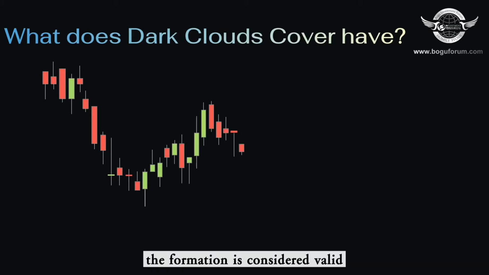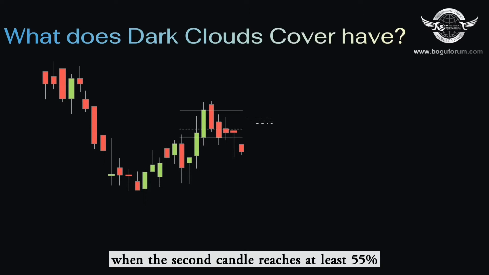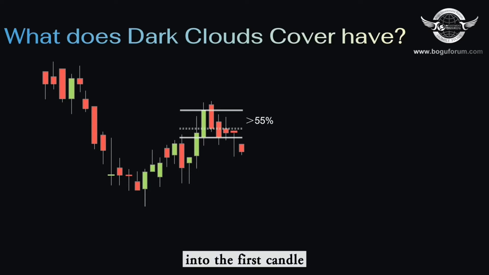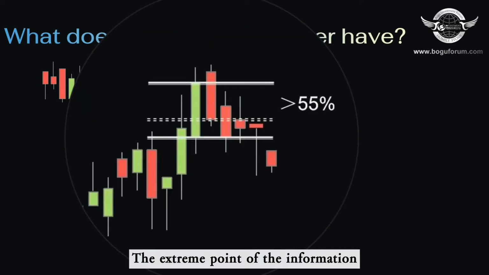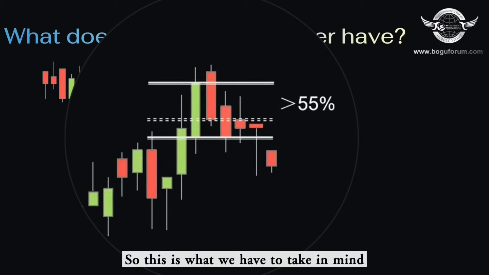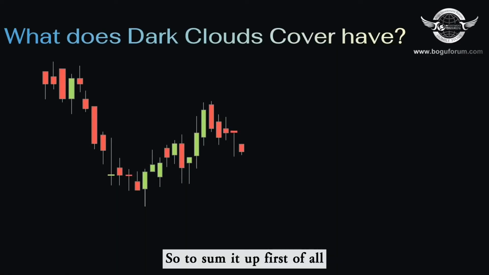The formation is considered valid when the second candle reaches at least 55% into the first candle. The further, the better. The extreme points of the formation form support or resistance. So this is what we have to keep in mind. To sum up, first of all, dark cloud cover and the piercing pattern.